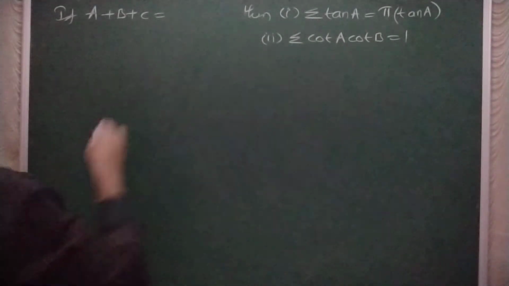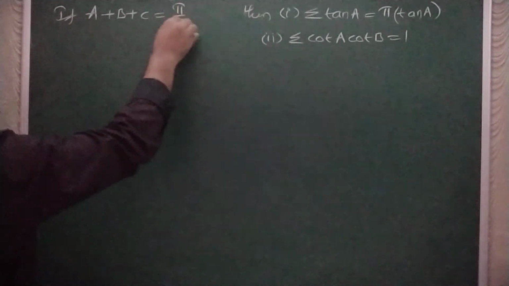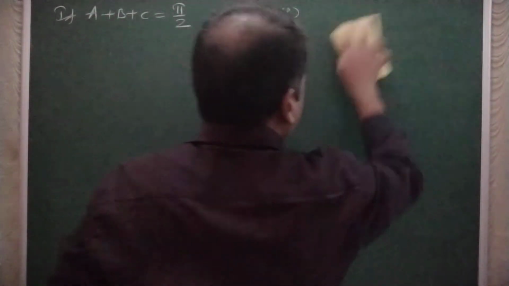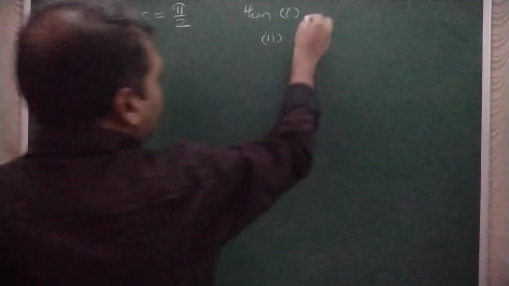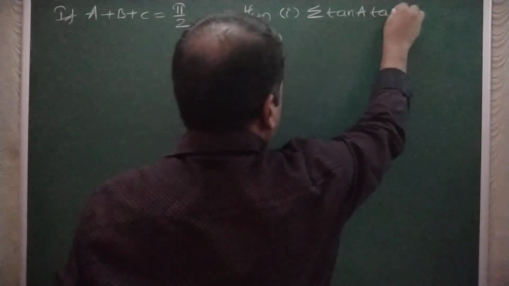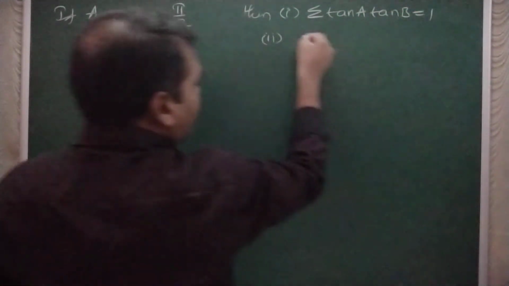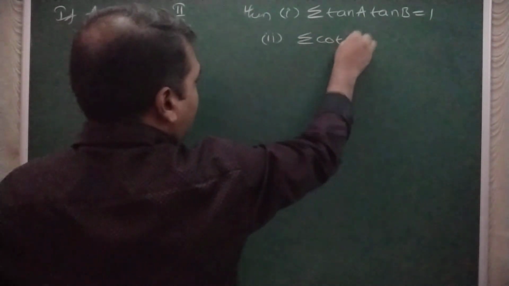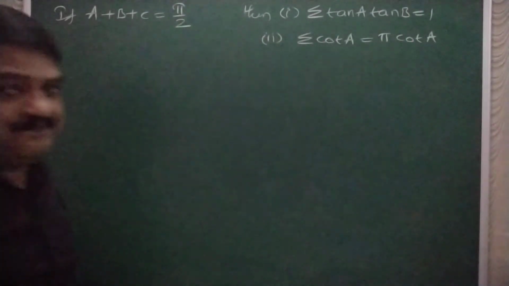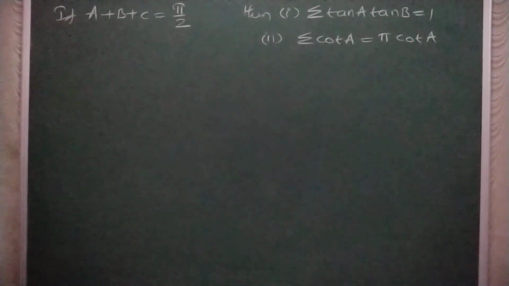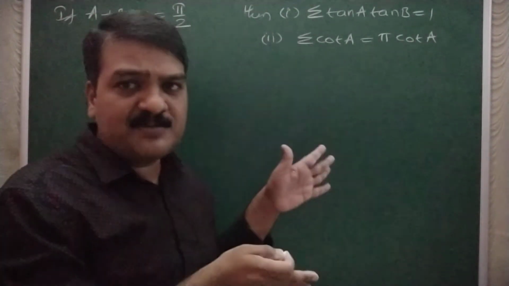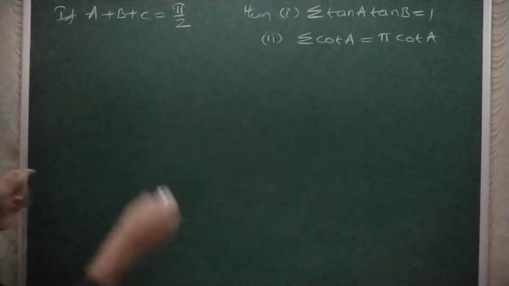So what happens when a plus b plus c is equal to pi by 2? When a plus b plus c is equal to pi by 2, we will get sigma tan a tan b is equal to 1. This is one result. And sigma cot a is equal to pi cot a is the other result. Just let us see how to get the conditions. The process of solving is same as we did in the previous proof. The same process we will adopt.